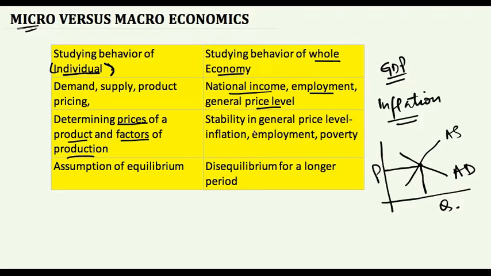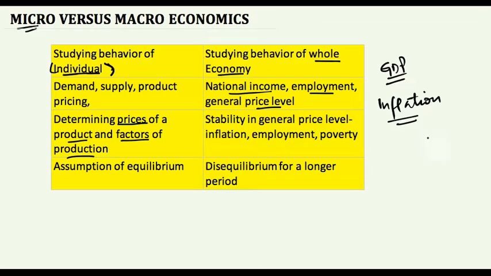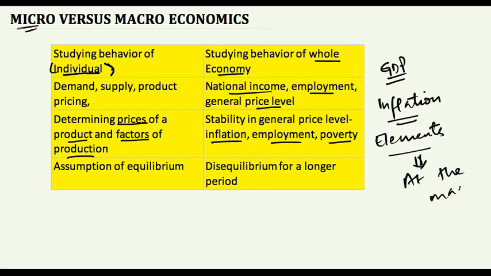Coming to macroeconomics, stability in general price level, inflation, employment, poverty. As I said in the second point, in macroeconomics you talk about inflation, employment, poverty or such other elements which are to be considered at the macro level, not at the micro level. It does not make any sense to find out inflation for every individual household. So we find out inflation for an entire economy based on a certain formula.